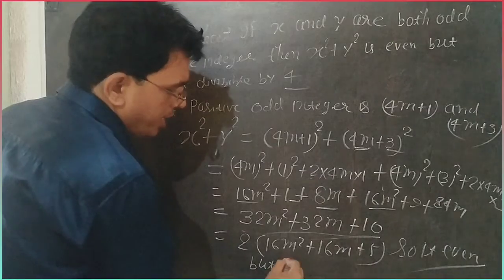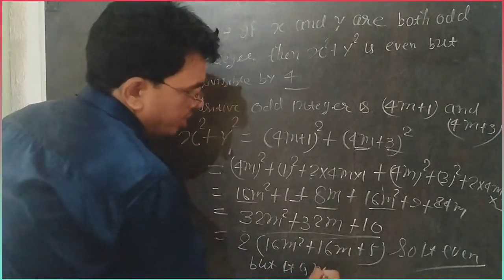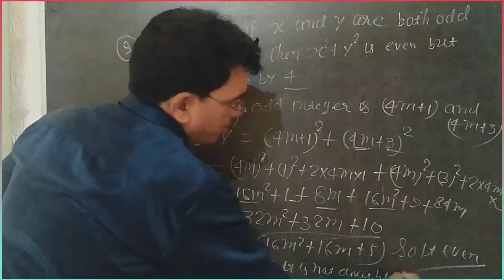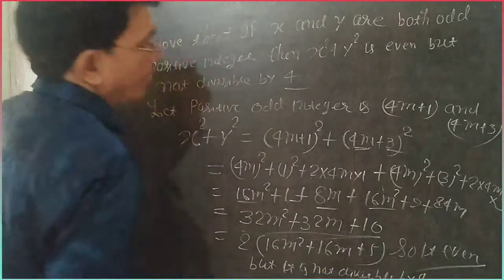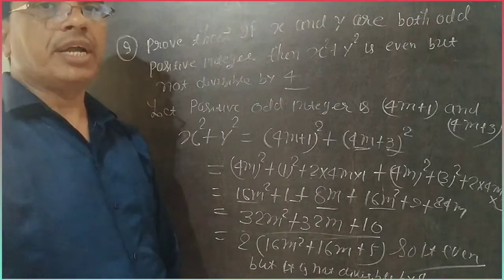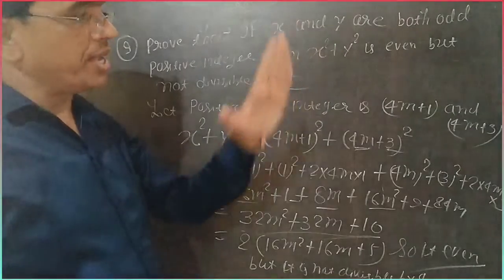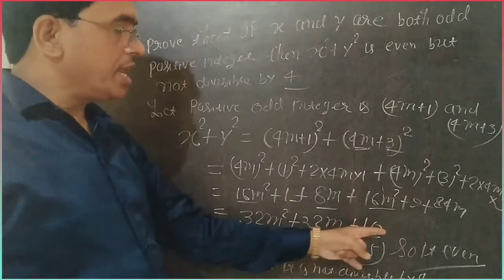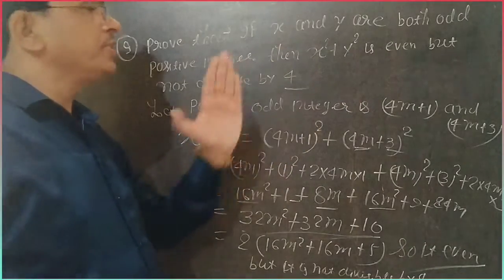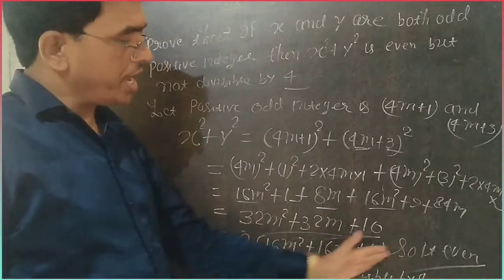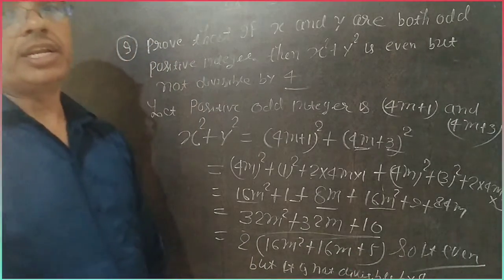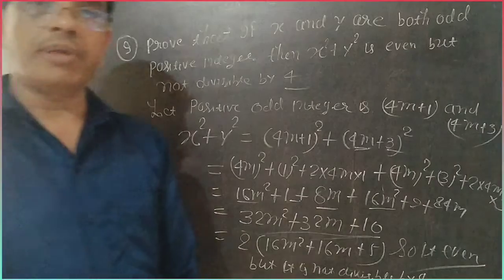So your question is, if x and y are odd integers, then x square plus y square is even. It is clearly even because 2 is common among them, but it is not divisible by 4 because there is no 4 common among them. So you write it is divisible by 2, but it is not divisible by 4.